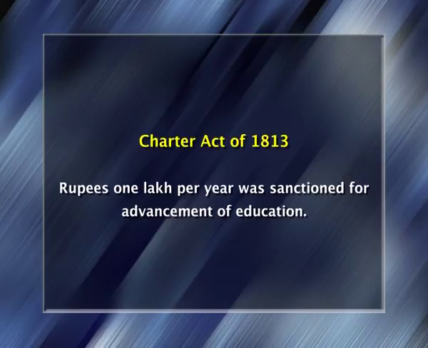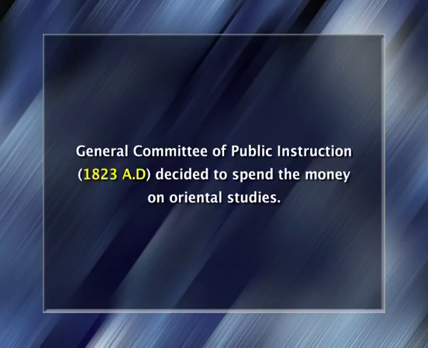Now, there was a debate about the line of expenditure. In the Charter Act of 1813, rupees 1 lakh per year was sanctioned for advancement of education. Some said that it should go for Oriental education, others said that the sum was to be spent for English education. The General Committee of Public Instruction decided to spend the money on Oriental studies. Thus, the decision was taken to establish a Sanskrit College at Calcutta.